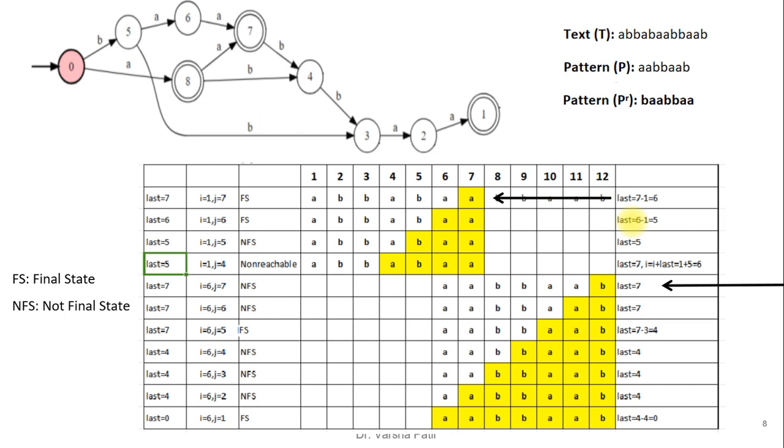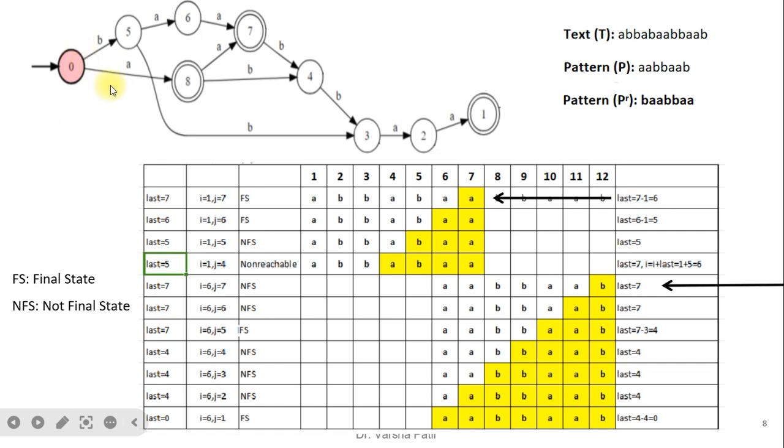Next, last is 5, I equal to 1, J equal to 5, and we take 3 characters, that is AAB. If we see AAB, it reaches the 4th state, which is non-final, so we do not decrement the last pointer. Now next, last is again 5, now J is 4, AABA.